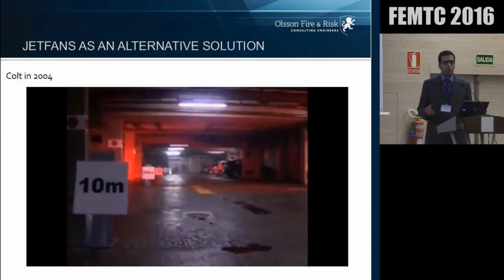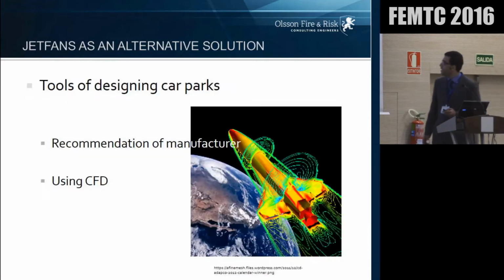It has become more of a requirement from clients to simulate car parks, because when you want to design a car park, you have to provide evidence that your design and the location of your jet fans are actually working for the car park. So either you can pick the recommendation of the manufacturers, which is a very big question mark if you go down that path, or you have to provide a CFD simulation which can demonstrate that your car park is well ventilated.